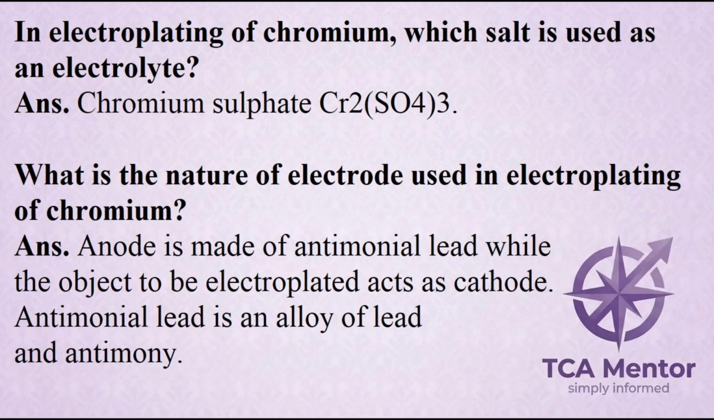In electroplating of chromium, which salt is used as an electrolyte? ANS. Chromium sulfate, Cr2(SO4)3. What is the nature of electrode used in electroplating of chromium? ANS. Anode is made of antimonial lead while the object to be electroplated acts as cathode. Antimonial lead is an alloy of lead and antimony.